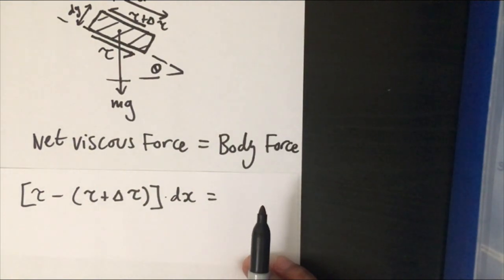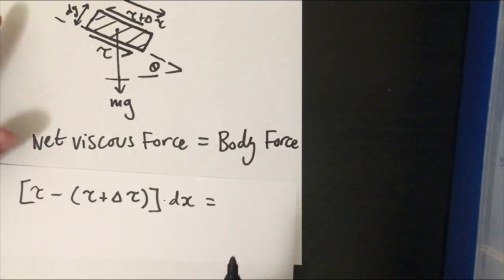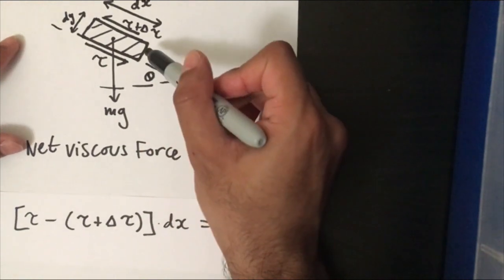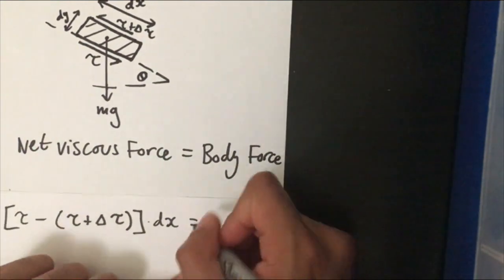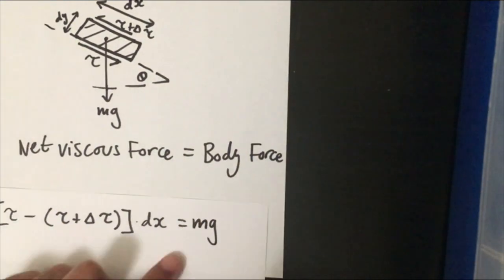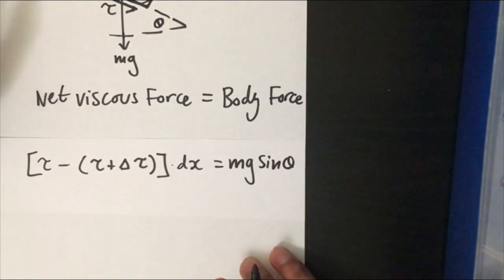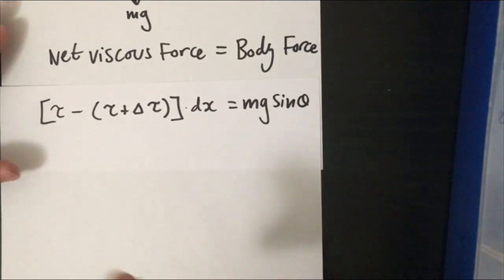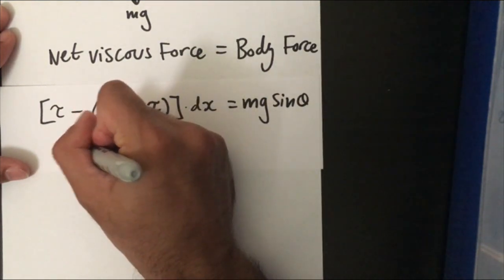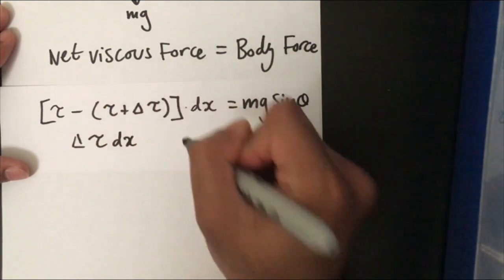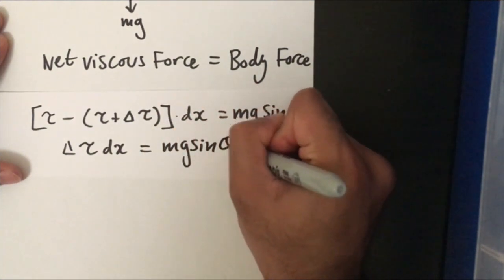Okay, so all of that will equal the body force. As we discussed before, the body force will only be due to gravity. So the body force will be acting this way. This will be mass times gravity times sine theta, so mg sine theta, if we do our mechanics properly. So let's neaten this all up. Tau minus tau will be 0, so we're left with delta tau dx on this side, and that will be equal to mg sine theta.